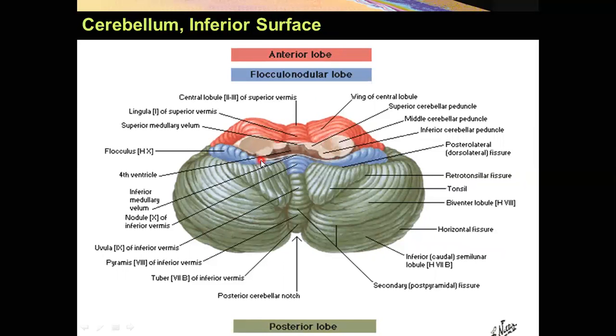Okay, now you look at the inferior surface of the cerebellum. Now we continue to name the vermis of the cerebellum. Here is the tuber, the pyramis, uvula, and well, this belongs to the posterior lobe. And here is the nodule, which belongs to the flocculonodular lobe.